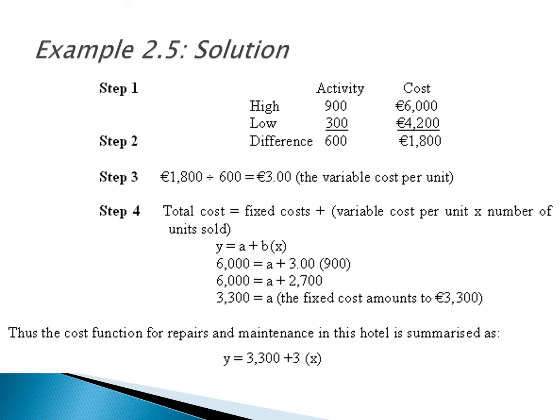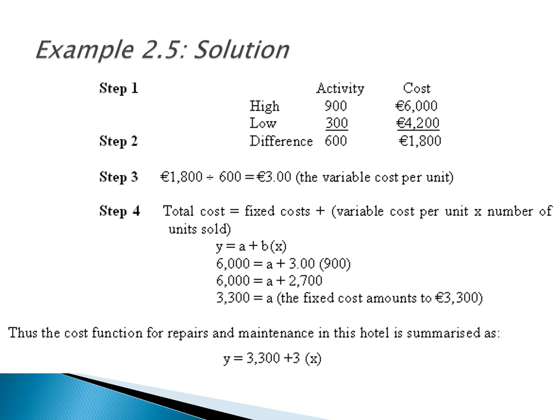So the total cost, 6,000, equals A. We don't know what fixed cost is, but we know the other bits. We know that variable cost here is €3, so we put that in, and we know what the volume of activity was, which is 900. So we have all the pieces. The only piece we don't have is the fixed cost.